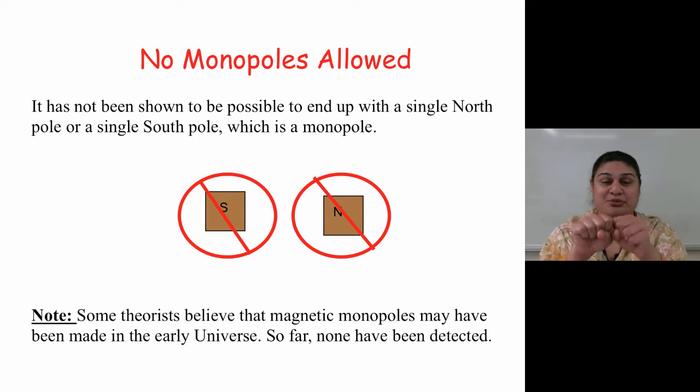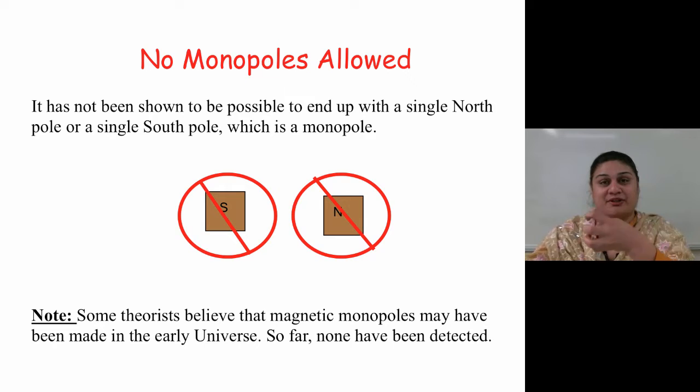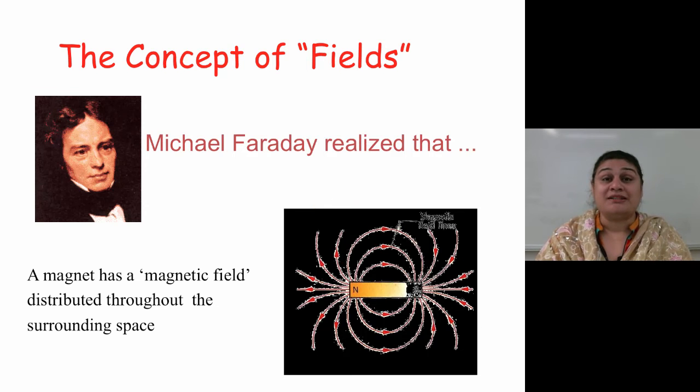So as soon as you break a magnet down, each of those two become a north and a south. Then if you break them further down, you cannot just get a north pole or a south pole separately. Some theorists believe that magnetic monopoles may have been made in the early universe, and so far we have not detected any.